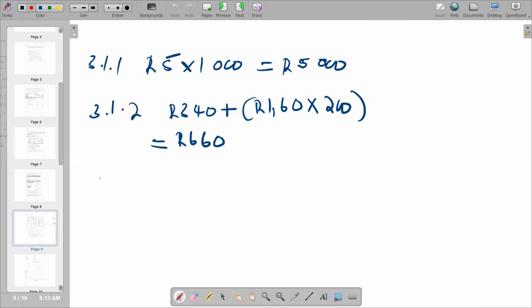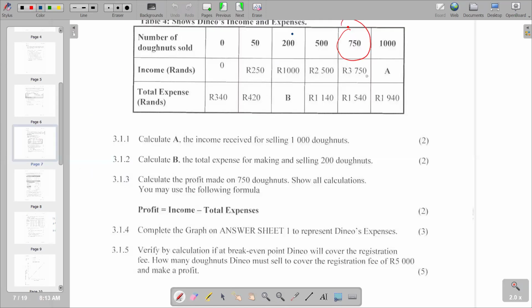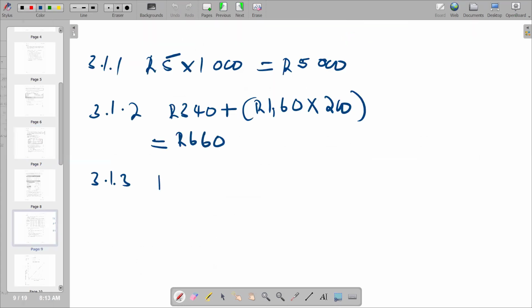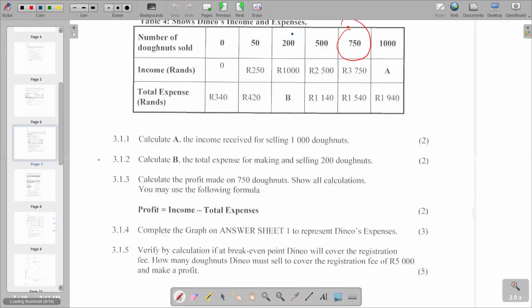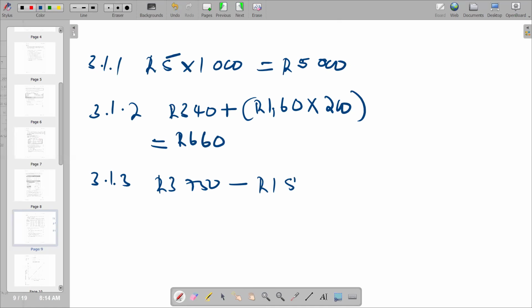So in our calculation, 3.1.3, whereby we say our 3,750 rands, and then we subtract the figure that we have for expenses, which is 1,540. You're going to get your answer as 1,210. So this is the calculation that we have.